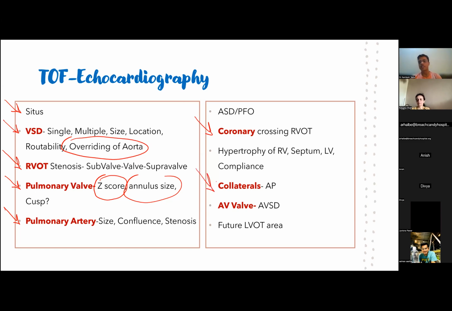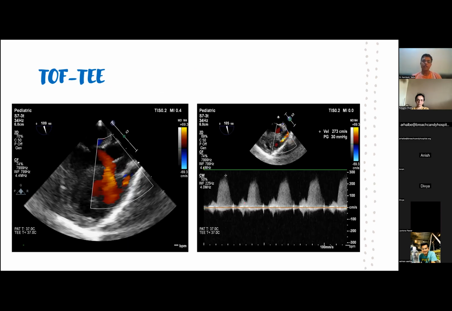Collaterals, aortopulmonary collaterals, have to be mentioned in echocardiography if they are able to see them. And the AV valve is sometimes associated with AV septal defects. So how is the atrioventricular valve, mitral and tricuspid, and is there a regurgitation or not? That is just one slide about TEE in tetralogy. But because this presentation is very basic, I'm not going to go into the detail of description of this.